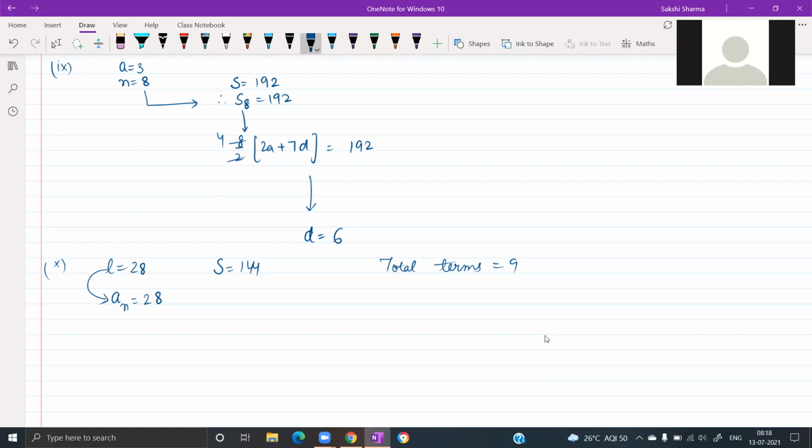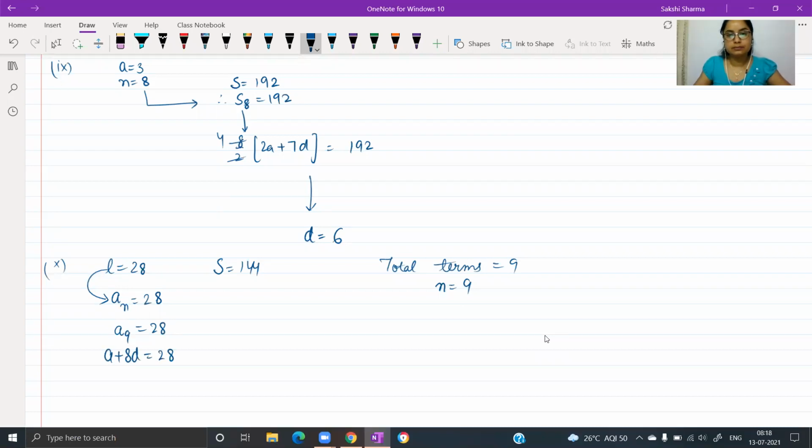Ma'am, we are given the value of n. We can write it as a9. That's correct. This is equal to 28, the ninth term. Very good. And a plus 8d equals 28. Right. And S9 equals 144. Continue.